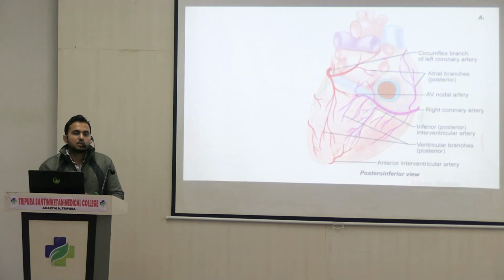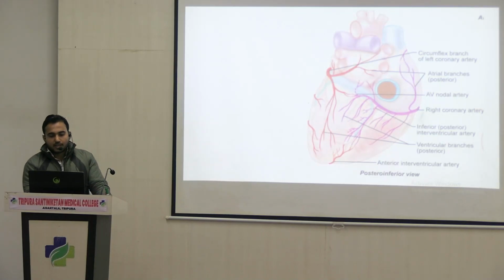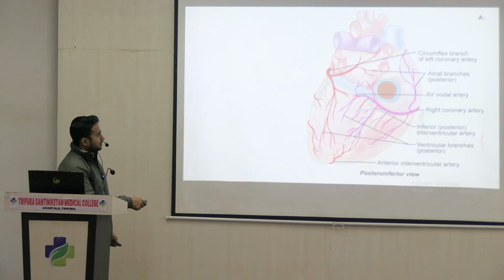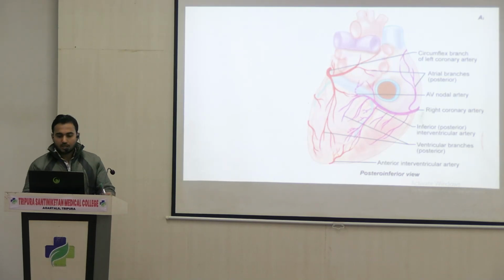So you must know the name of the grooves and where they are present exactly. Now once it winds around the inferior border, it reaches the diaphragmatic surface, then it runs backwards and to the left in the right posterior coronary sulcus to reach the posterior interventricular groove. Now once it reaches the posterior interventricular groove, what will happen? It will anastomose, it terminates by anastomosing with the circumflex branch of the left coronary artery.